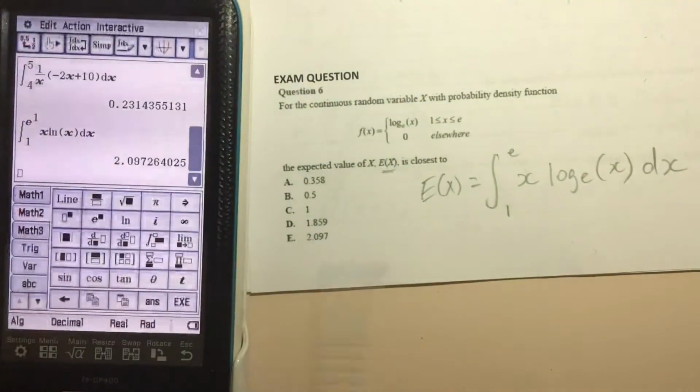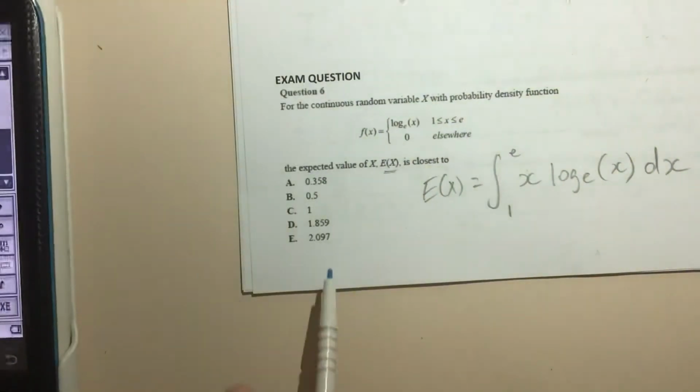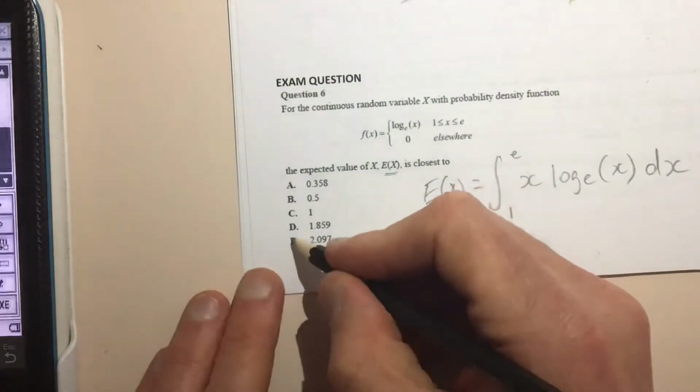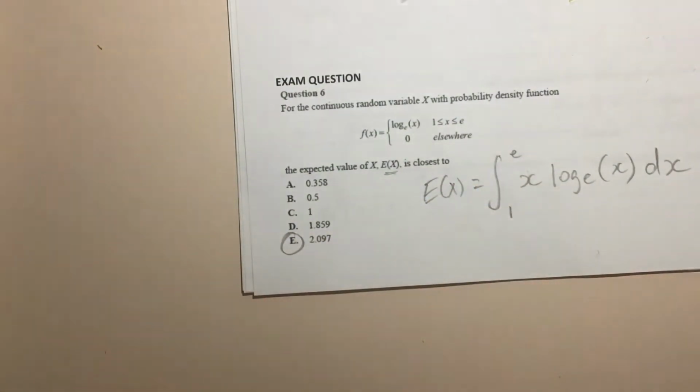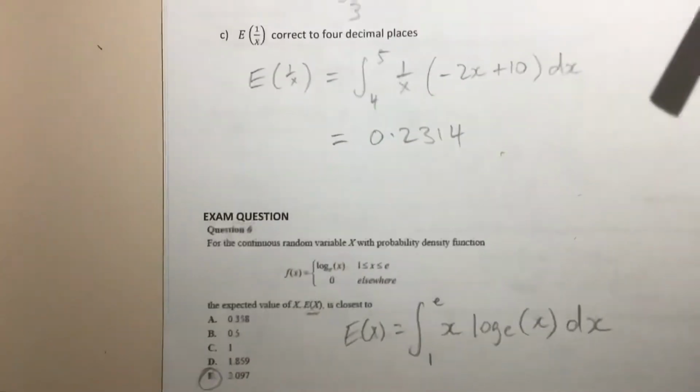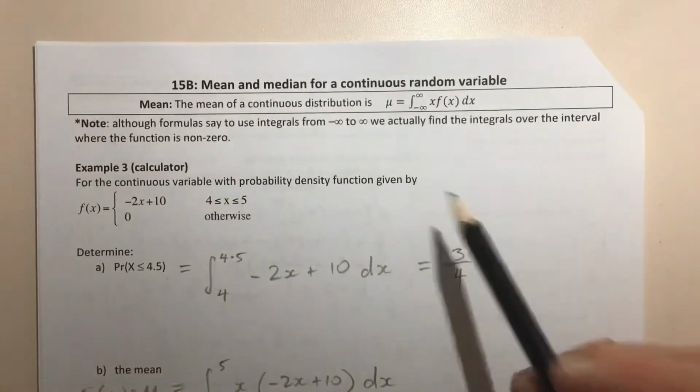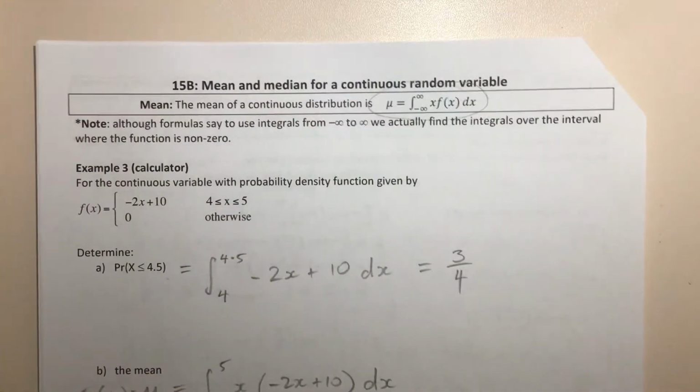Okay. And the options were all in decimals. It said the expected value is closest to. Now, what have we got? 2.097 on the CAS. So, yep, that's matching up with option E. Always a relief when you can actually see the answer that you got. Alrighty. So that's a couple of examples on how to find the mean of a continuous random variable. It's just a straight application of that formula there.